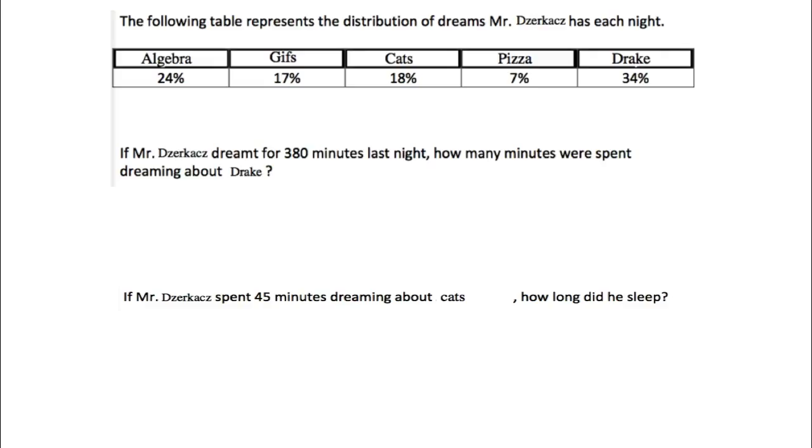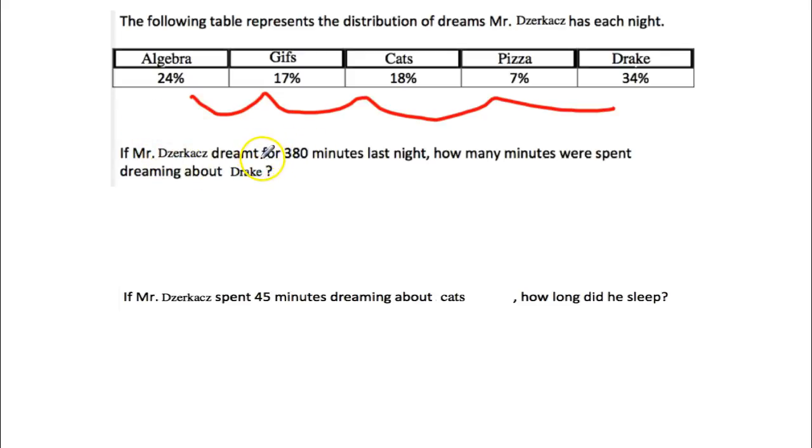Alright, so here's a good old-fashioned application problem. So this table represents the distribution of all the dreams I have every night, right? Sometimes I dream about algebra, other times I dream about GIFs, cats, pizza, and Drake. You notice there's a lot of Drake in my videos. Alright, so if Mr. Durkis dreamt for 380 minutes last night, how many minutes were spent dreaming about Drake?